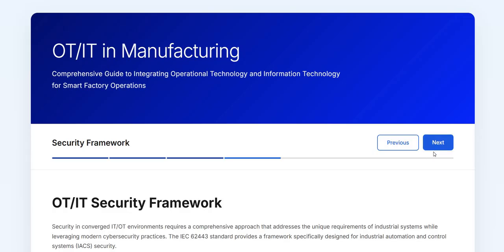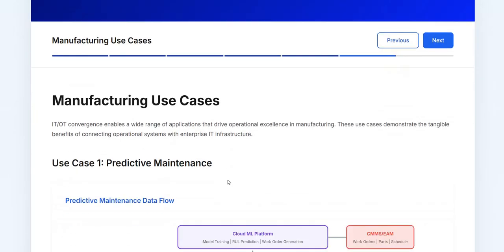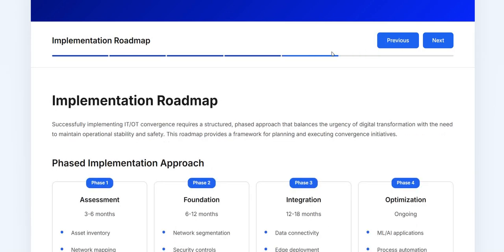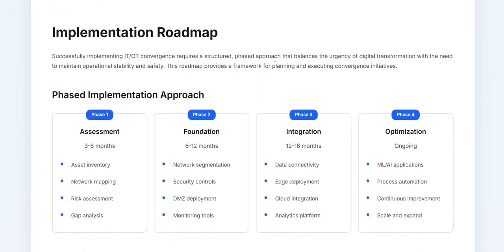Okay, and let's see what's next. Oh, sorry, here, implementation roadmap. I double clicked.